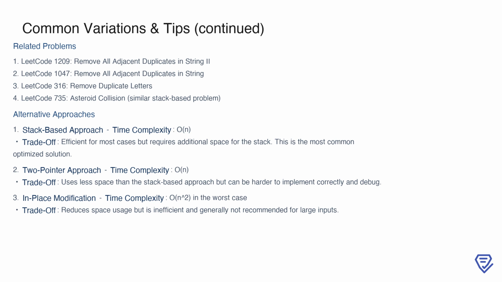As for alternative approaches to solving this problem, the stack-based method is the most common and efficient, with a time complexity of O(n). However, it does require extra space for the stack. A two-pointer approach can also achieve O(n) time complexity while using less space, but it can be more challenging to implement correctly and debug. Lastly, there's the in-place modification technique, which reduces space usage but is significantly less efficient, with a worst-case time complexity of O(n) squared. While not ideal for large inputs, understanding these trade-offs can help you choose the best strategy in different scenarios.